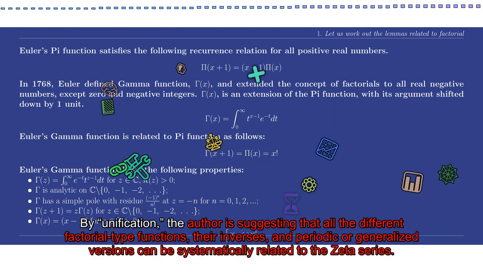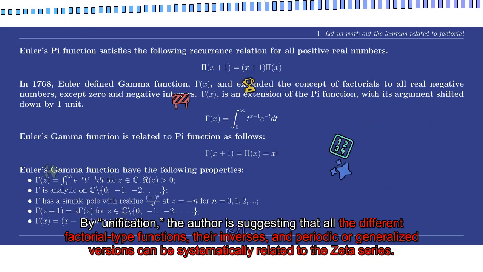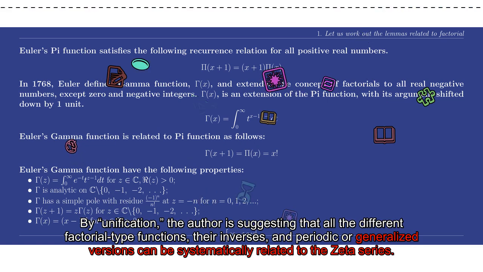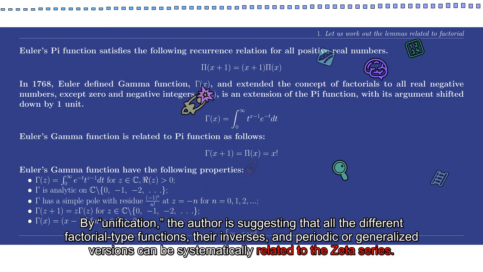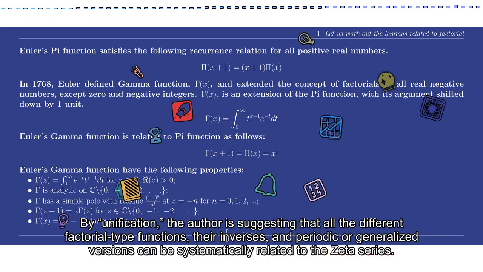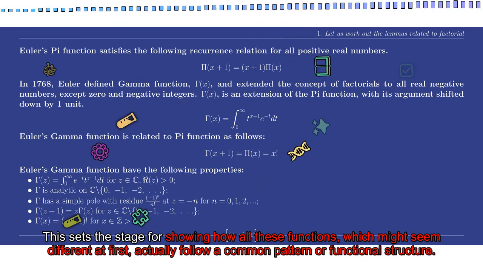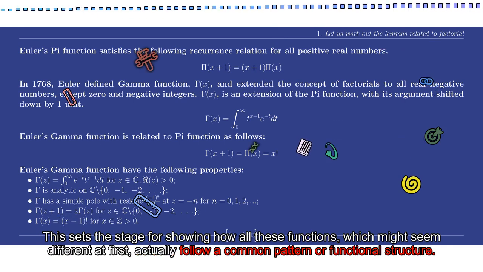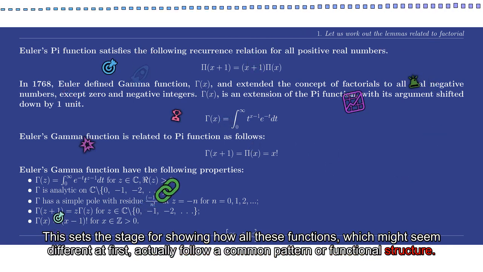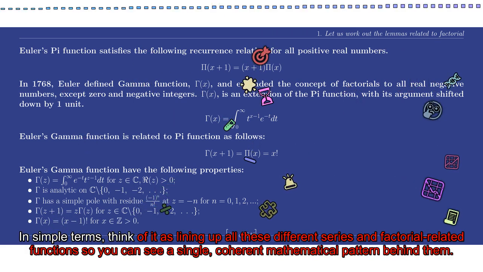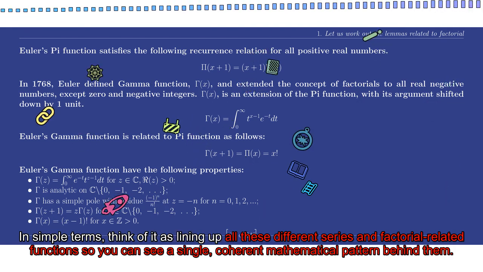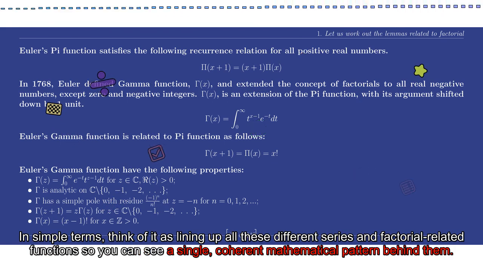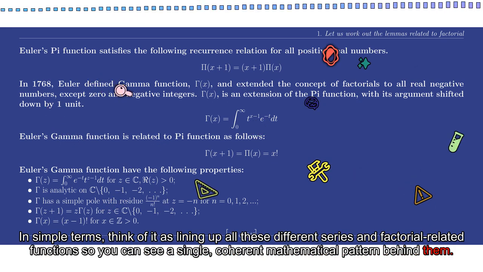By unification, the author is suggesting that all the different factorial-type functions, their inverses, and periodic or generalized versions can be systematically related to the zeta series. This sets the stage for showing how all these functions, which might seem different at first, actually follow a common pattern or functional structure. In simple terms, think of it as lining up all these different series and factorial-related functions so you can see a single, coherent mathematical pattern behind them.